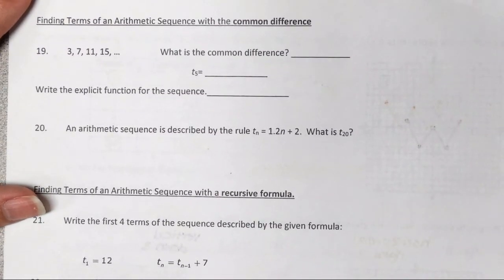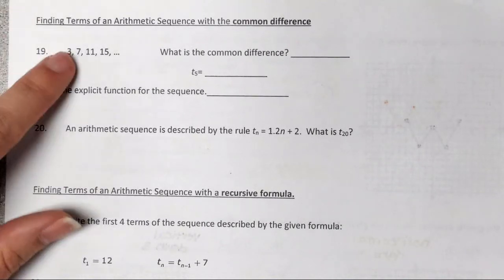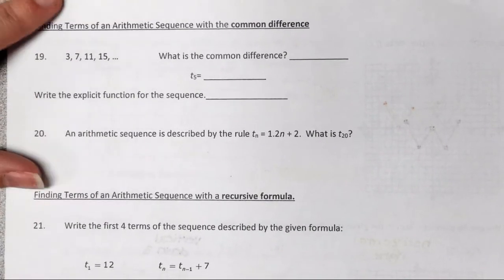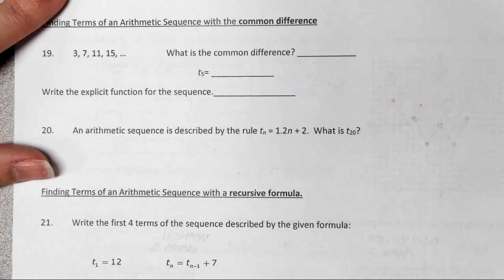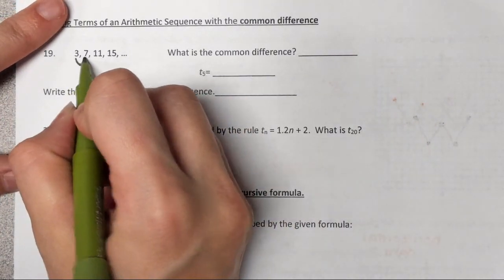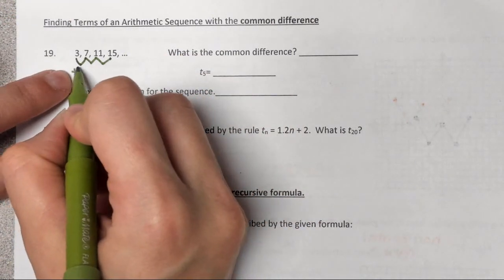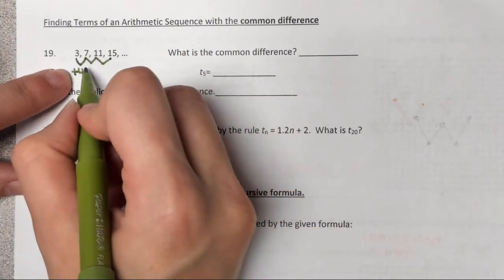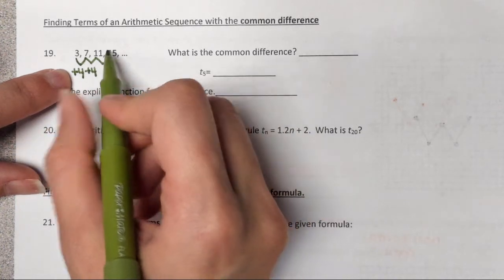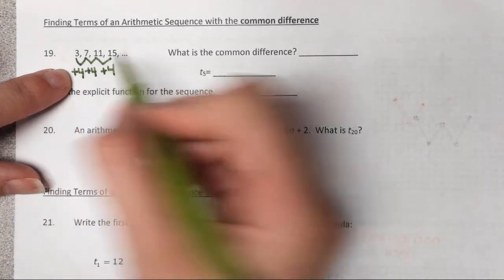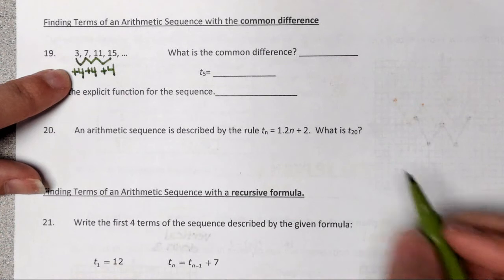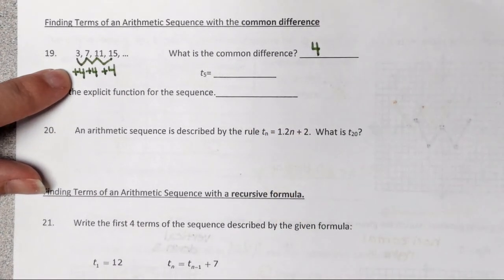Last page, finding terms of an arithmetic sequence with a common difference. 3, 7, 11, 15. What's the common difference? We need to see how we get from one point to the next point. To get from 3 to 7, I add 4. 7 to 11, I add 4. 11 to 15, I add 4. So the common difference is 4.